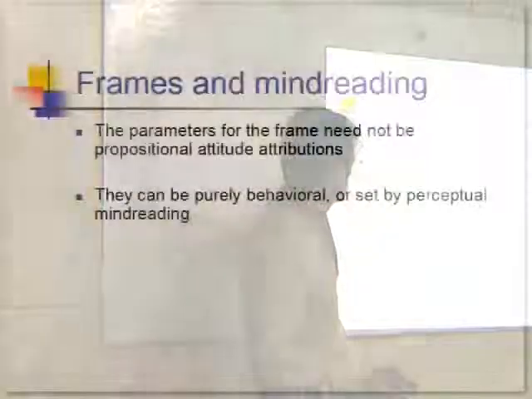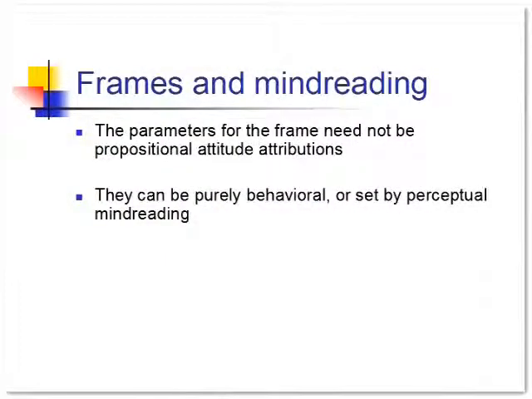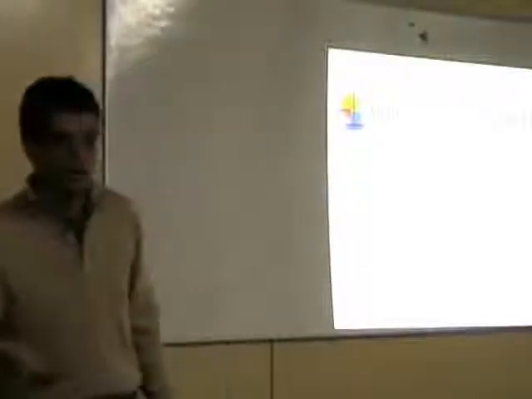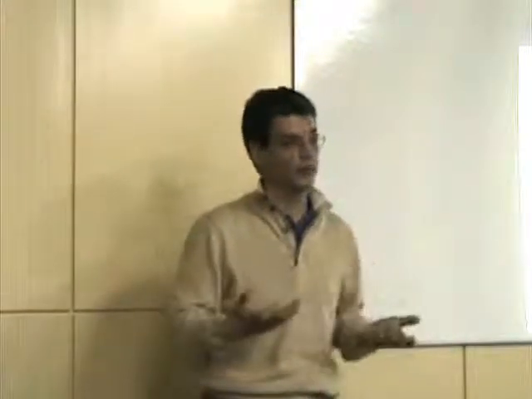Well, one reason it's interesting is that the parameters to the frames don't have to be propositional attitude attributions. So I might have an interaction frame. I might have my restaurant frame, for example. So I go to the restaurant, I order my meal, at every stage it's clear what's happening. And I'm just setting the parameters, and I'm following the frame.